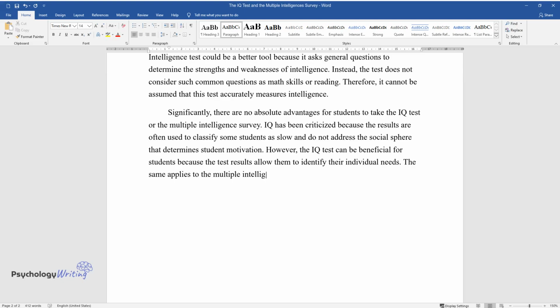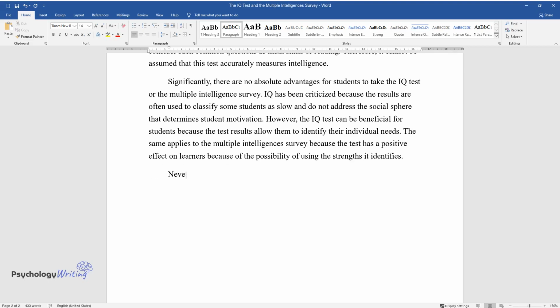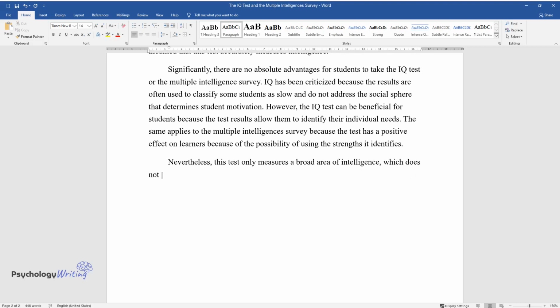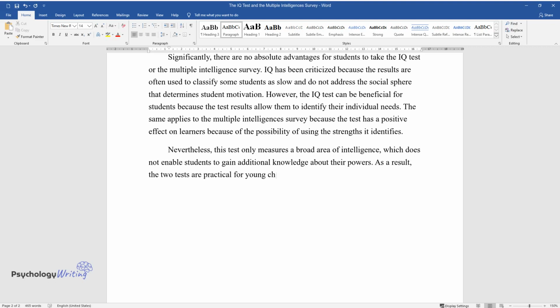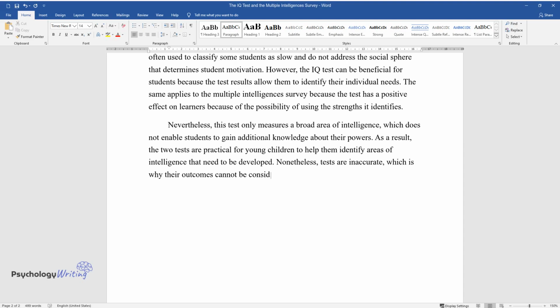The same applies to the multiple intelligences survey because the test has a positive effect on learners because of the possibility of using the strengths it identifies. Nevertheless, this test only measures a broad area of intelligence, which does not enable students to gain additional knowledge about their powers. As a result, the 2 tests are practical for young children to help them identify areas of intelligence that need to be developed. Nonetheless, tests are inaccurate, which is why their outcomes cannot be considered a reliable guide to assessing students' abilities.